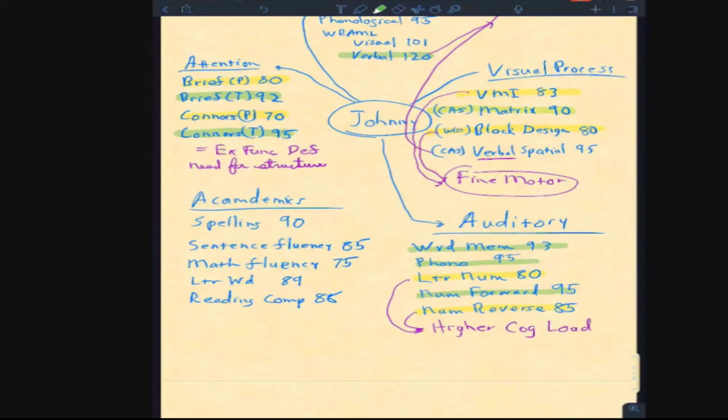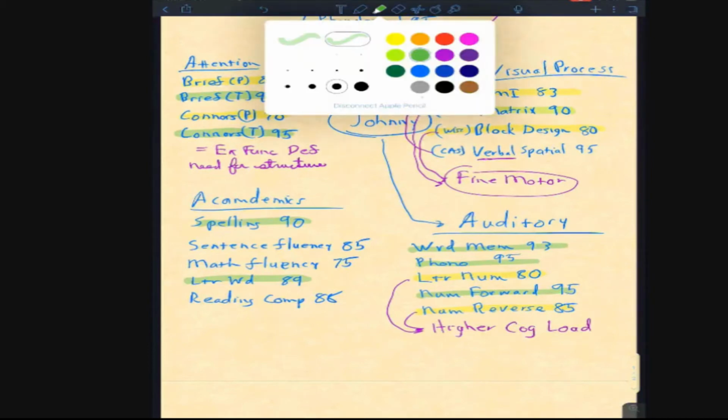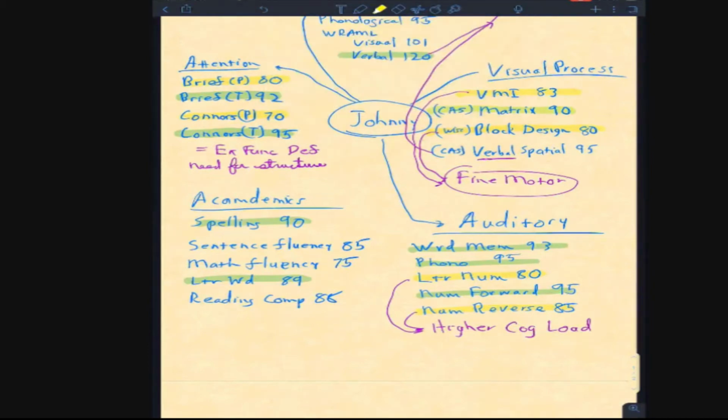So we're okay. Letter word and spelling. I mean, his academics are low across the board, but those are two of his strengths. We've got some weaknesses going on here in the fluency section. And I don't know what I'm going to call the reading comprehension yet. I want to take a look at a couple of things.